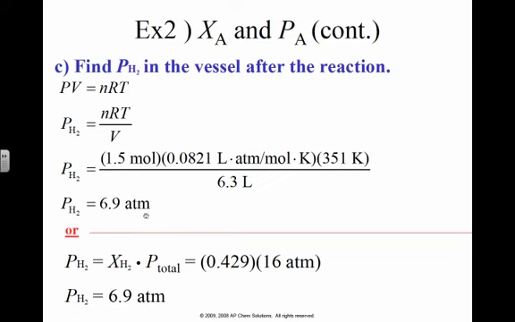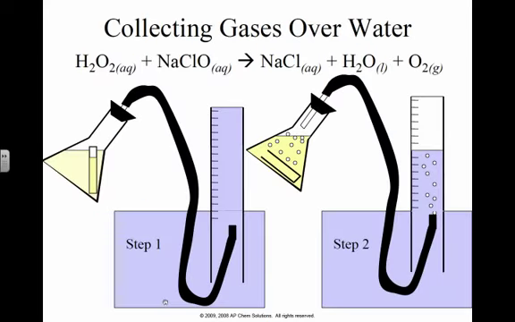Now, if I wanted to find the pressure of hydrogen in the vessel after the reaction, I could just plug my moles of hydrogen into PV = nRT and solve, or I could take the total pressure, which was 16, and multiply it by its mole fraction, 0.429, to get 6.9 ATMs.